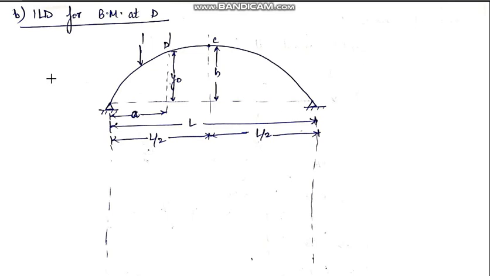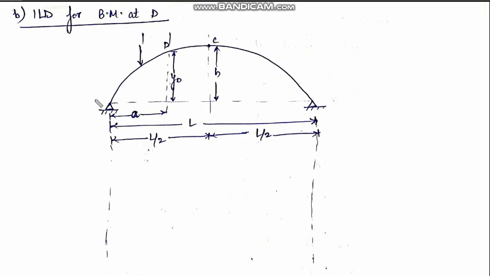In the previous lectures, we studied how to draw the ILD for the support reactions, how to draw the ILD for the horizontal thrust in a 3-hinged arch, and how to draw the ILD for the bending moment at any section in a simply supported beam. Now let us see how we can draw the ILD for the bending moment at any section in a 3-hinged arch. So suppose this is your 3-hinged arch.